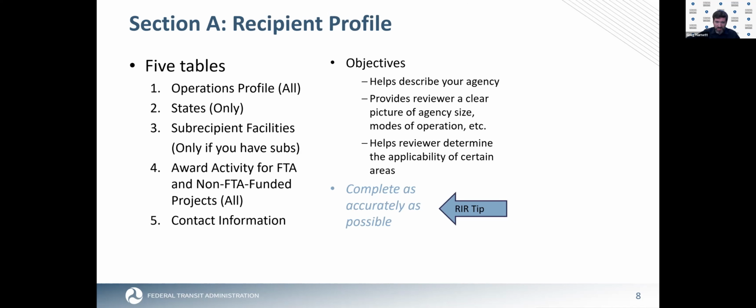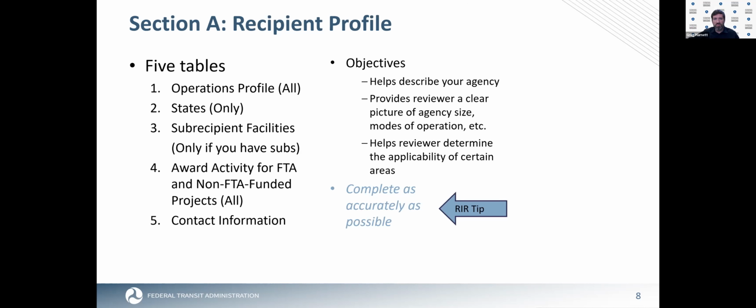We'll talk about it in a little more detail, but let me just touch on the objectives of this recipient profile. As you can see, it helps describe your agency. The last time a lot of you had a triennial review was back in FY 2018. A lot has happened since then, especially in the last 2 years. Because so much has changed, the recipient profile is a snapshot of where your organization is currently. It's really important to communicate that to your reviewer and the FTA region. It provides the reviewer with a clear picture of your organization's size and the modes of operation that you provide.